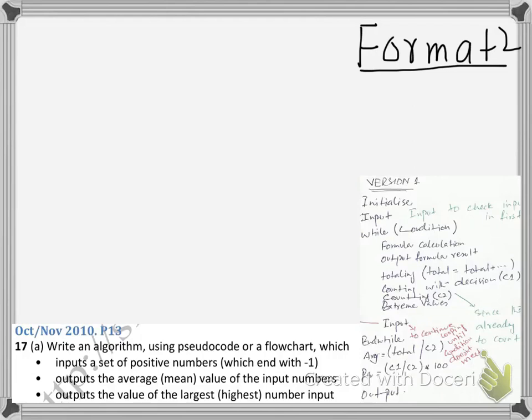Alright, so let's start. So as usual we will leave 1 or 2 lines for the initialization, and then the second thing that we would do is input. Alright, input. Let's just read this question once. Write an algorithm using pseudocode or flowchart which inputs a set of positive numbers. Let's just not think about positive numbers. Let's just input a number.